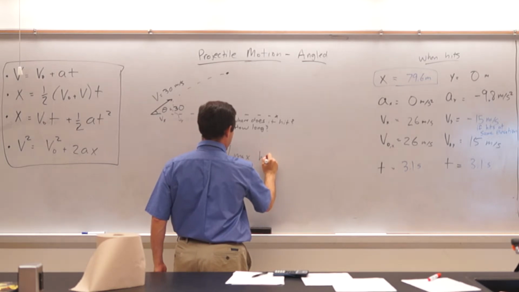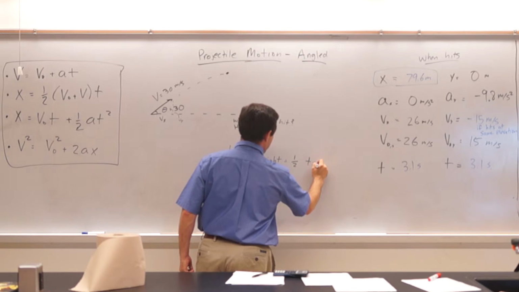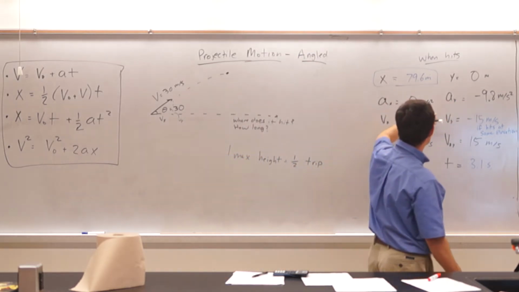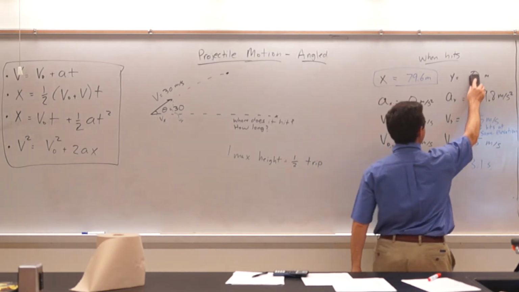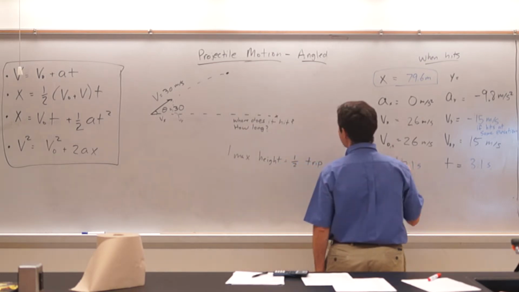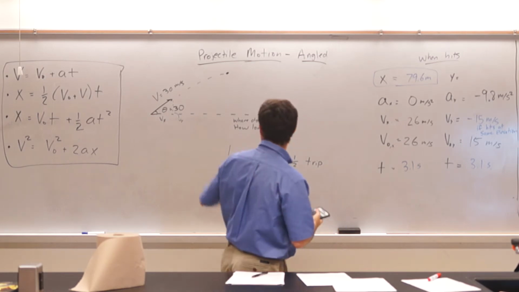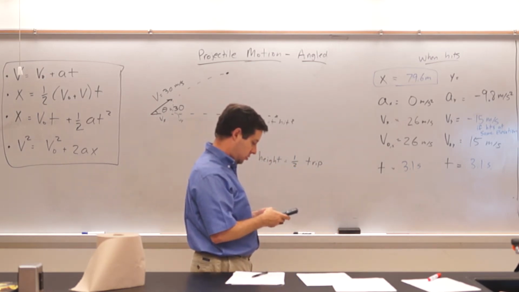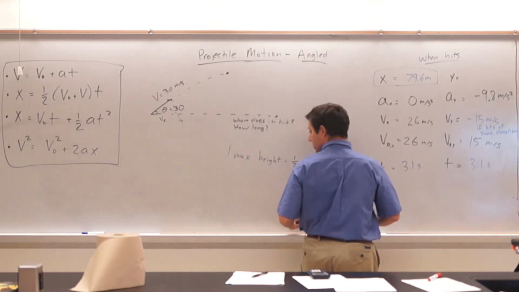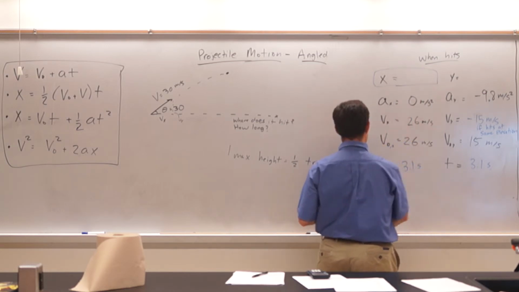Max height equals basically a half of the trip. Max height, the acceleration is still the same. The elevation is not. We don't know what the elevation is. We do know, though, that the distance is not 79.6. It's actually gone half of that distance. So 39.8. So the distance is half. You might not know all these variables in the problem, but you can figure them out.